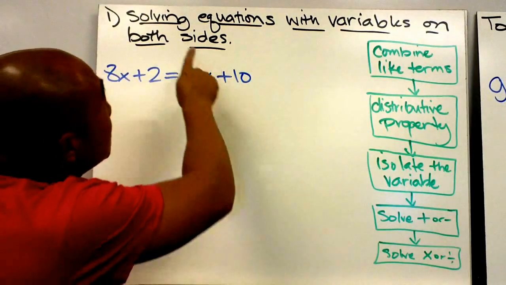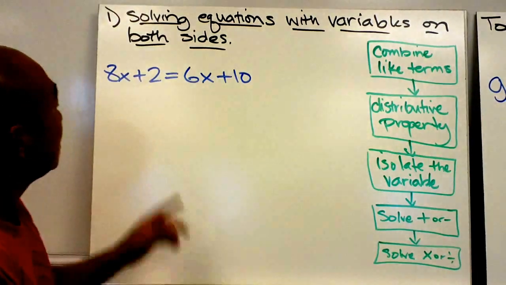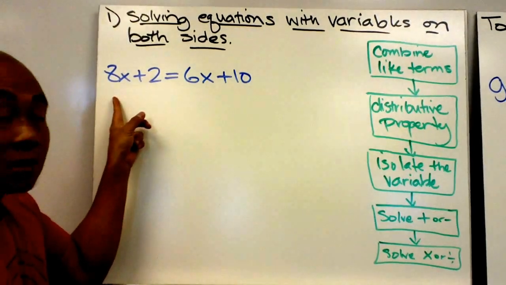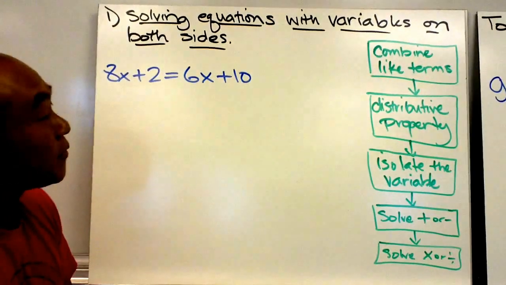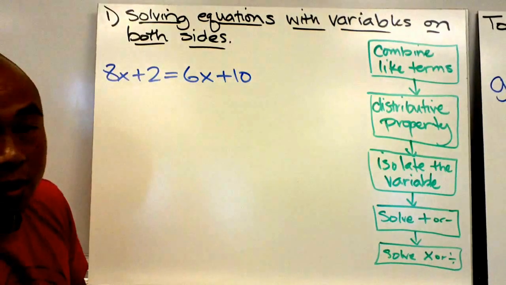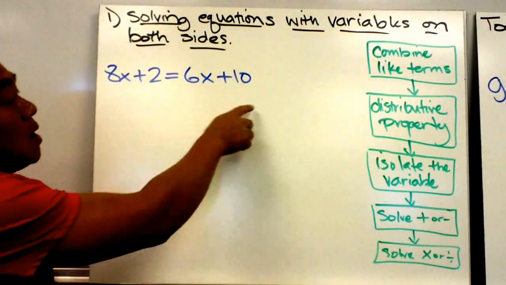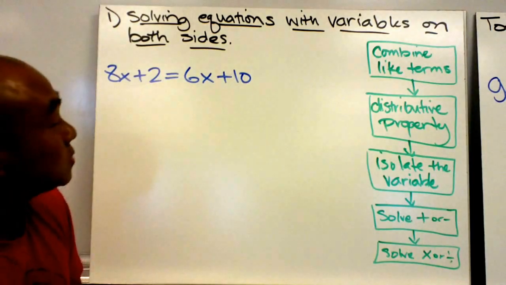So let's start with the first one, solving equations with variables on both sides, just basic. Here we have 8x plus 2 is equal to 6x plus 10. Our first step here is to combine like terms. Nothing to combine. We cannot combine these because the constants do not have the same type of variables.